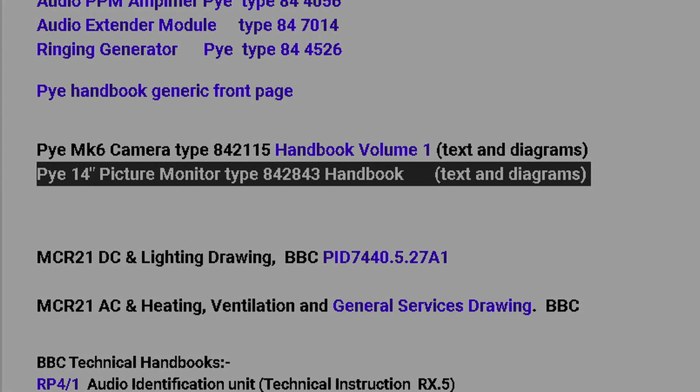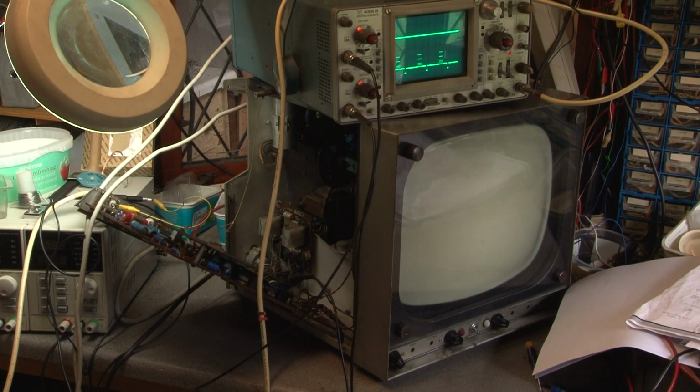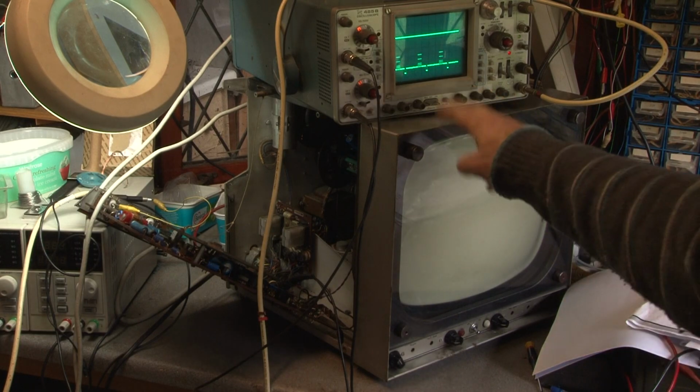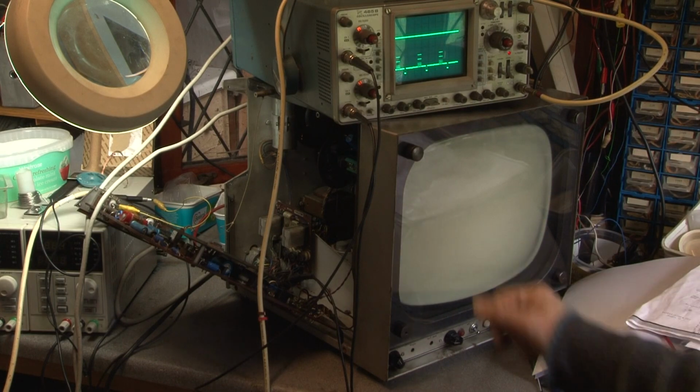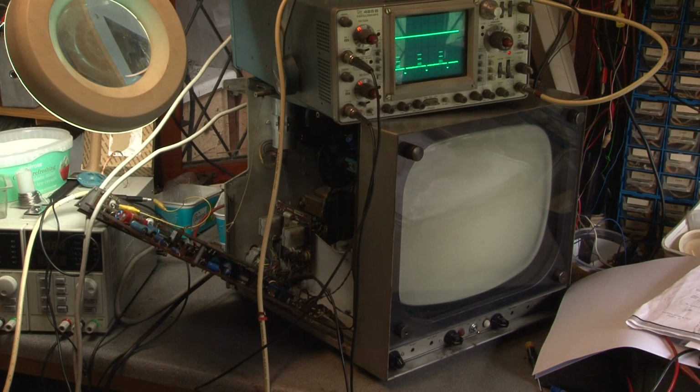So now, let's pick up where we left off. Right, so the situation now is that we've got the original carcass of the monitor that you saw in episode 1 and episode 2, but we've got the CRT from monitor number 4. And we're going to see what happens now.